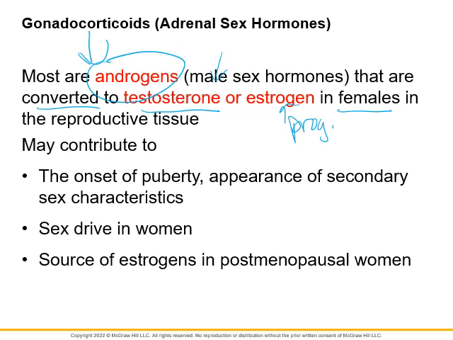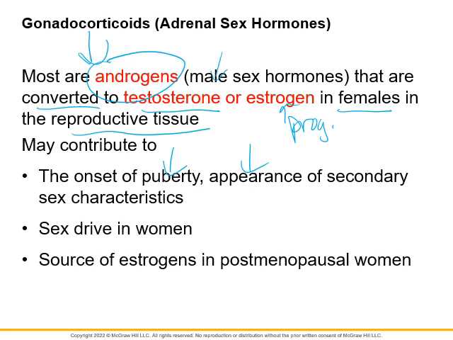So the adrenal cortex is triggered by ACTH to release androgens. Those androgens are going to cause reproductive organs to grow, right? So reproductive tissue is going to grow. That'll trigger the onset of puberty and then the appearance of secondary sexual characteristics: breasts in females, certain patterns of hair growth in males, deepening of the voice.